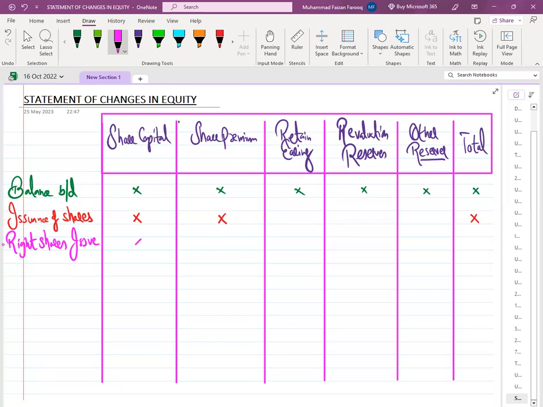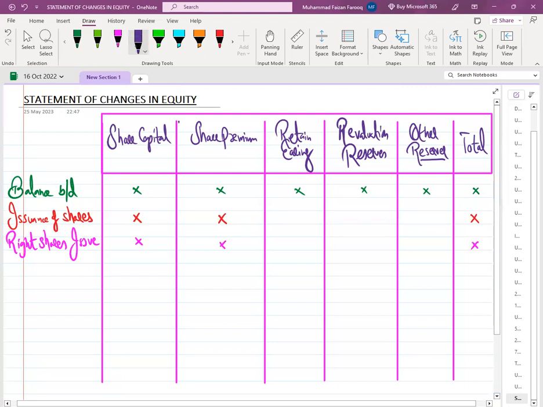The same entry: bank debit, share capital and share premium both credit. This means that because of right shares, the equity is going to increase. The next thing is bonus shares.